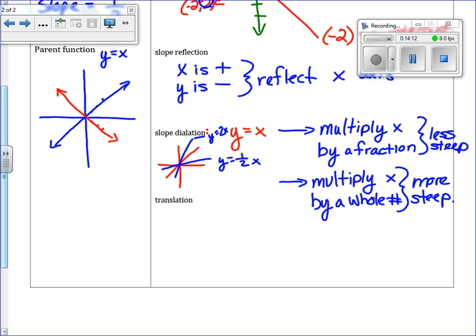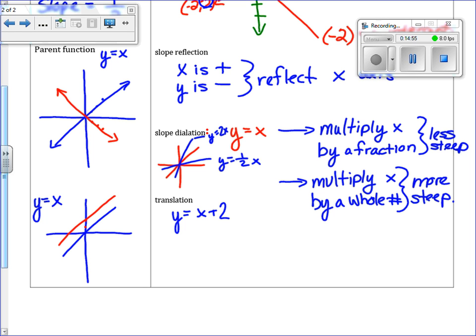All right, finally, translation. If I have my parent function, again, the parent function is y equals x. My y-intercept is 0, because basically I could say x plus 0, and that's my y-intercept. If I said y equals x plus 2, basically what I've done is I've translated this line. The slope has not changed. I've moved it up 2 spaces because that's now my y-intercept.